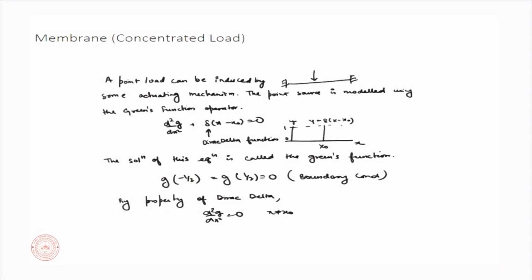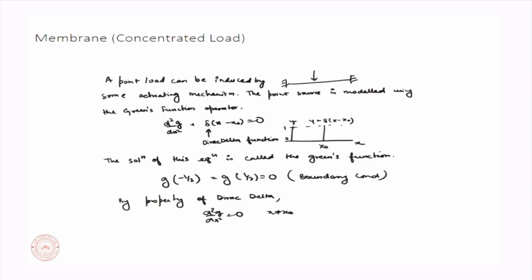In the last lecture, we ended by initiating some discussions on this membrane with a concentrated load. So, a concentrated load would be that this is a membrane and we put a point load at the center, concentrated at the center, and that is causing the membrane to deflect. So, it will form something like a triangle, and that point load analysis is what we have been trying to induce. Okay. So, a point load is induced by some actuating mechanism.